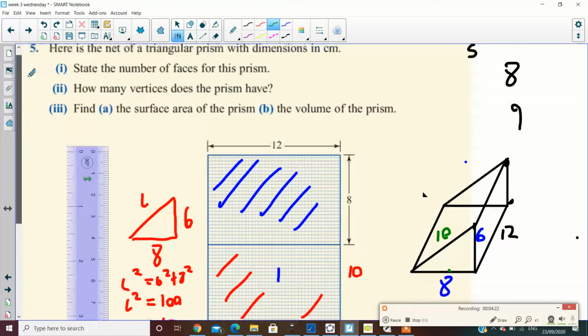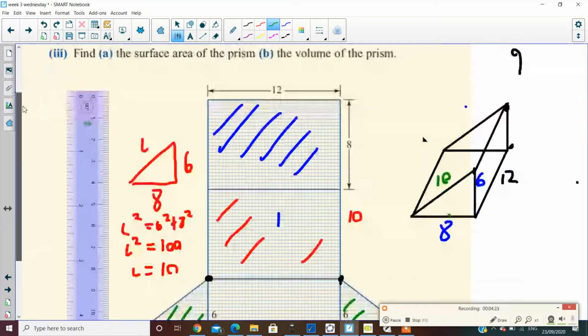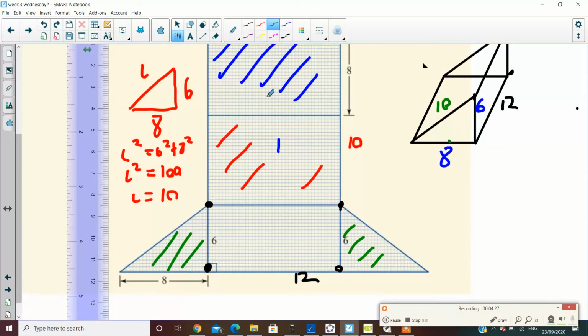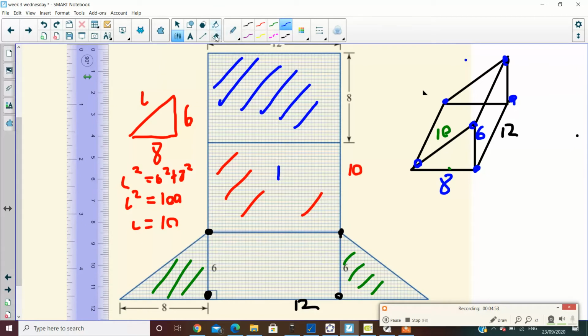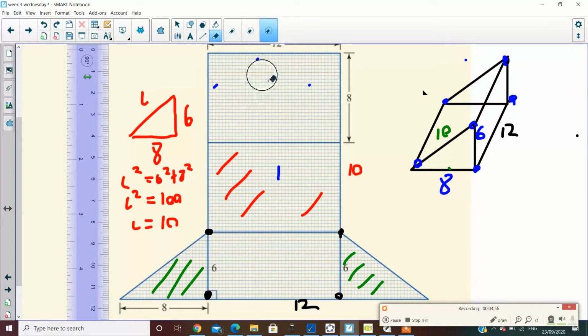So let's go back to the question. Number of faces, what do we reckon? Well, we have it there, don't we? Just 3 rectangles, 2 triangles makes 5 faces. Is that okay? So 5 faces. How many vertices do we have? Corners. 1, 2, 3, 4, 5, and 6. 5 faces, 6 vertices. Find the surface area of the prism. All right, the surface area of the prism is quite handy. So what's 12 times 8? 12 times 8 for the first rectangle.